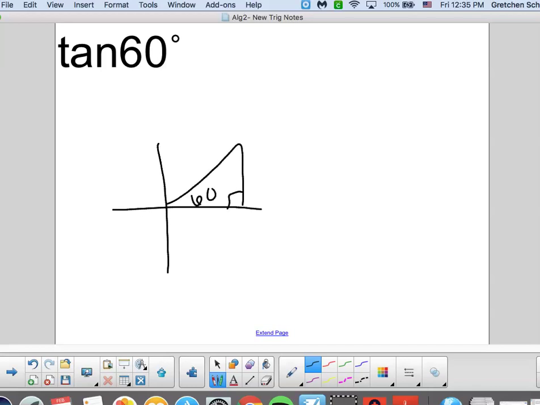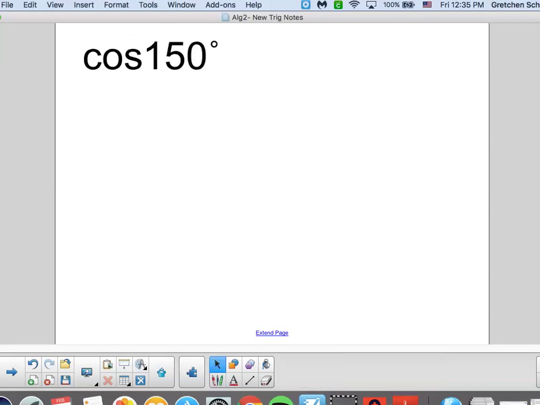What's the bottom of this triangle? How long is it? 1. How tall is it? Hypotenuse 2. So across from the 60 is the square root of 3. What does tangent stand for? What's our opposite? Adjacent. Is it positive or negative? Positive, because everything is positive in the first quadrant. Did you get that? Thumbs up if you did. Good, good, good. All right, cosine 150.